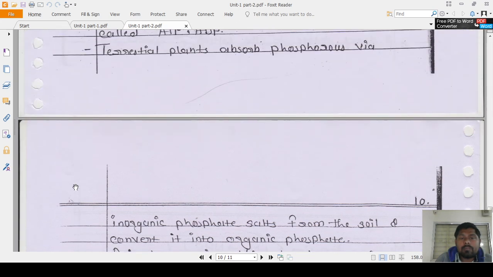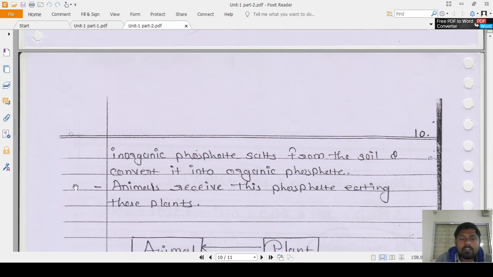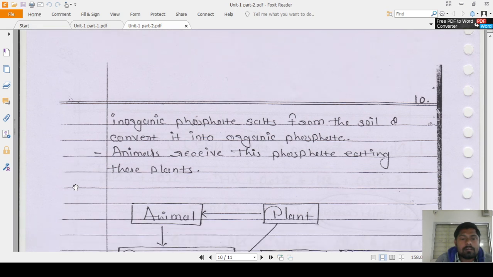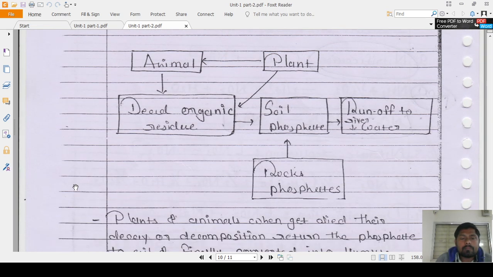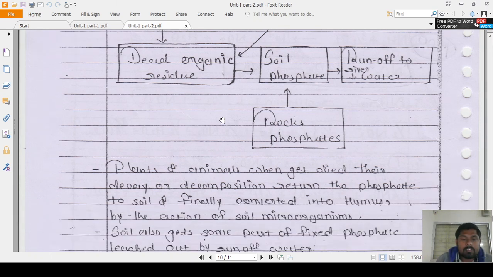The terrestrial plants absorb phosphorus as inorganic phosphate salts from the soil and convert it into organic phosphate. That is the phosphorus cycle. Animals and plants consume the soil phosphate, and the dead organic residue returns it to the soil, where it runs off with rain waters to the rocks. That is the phosphate cycle.